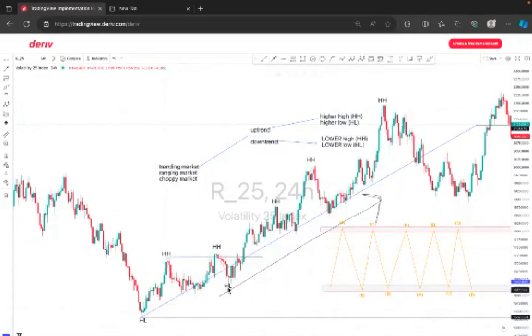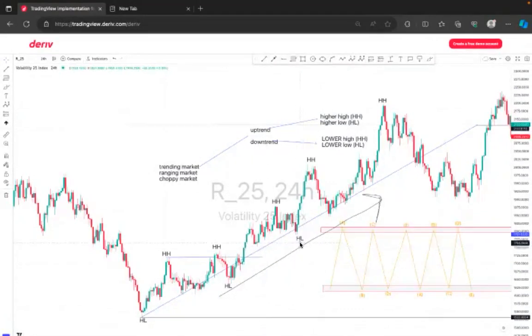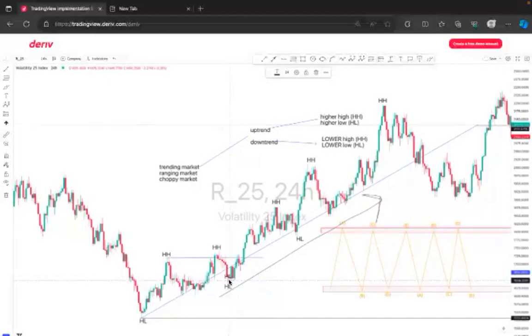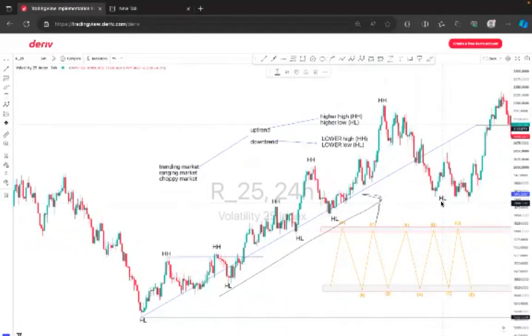So let's use this. Can you see the higher low? Higher low. Sorry about that, guys. Higher lows. Higher lows. Can you see? Those are the validation of an uptrend. You understand? That is the creation of higher highs and higher lows.